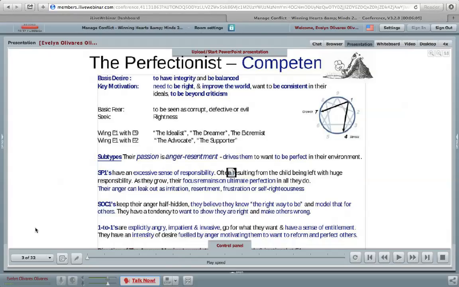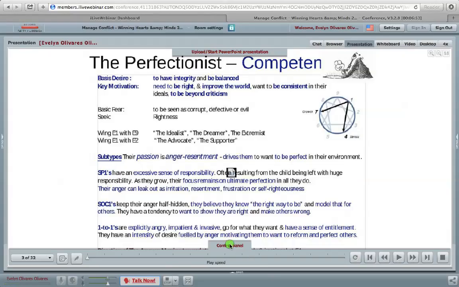The social ones kind of half hide their anger. They believe that they know the right way to be and model that for others. They have a tendency to want to show they are right and make others wrong. The one-to-ones, or sexual ones, are explicitly angry. They're impatient and invasive and go for what they want. They have a sense of entitlement and an intensity of desire fueled by anger, motivating them to want to reform and perfect other people.